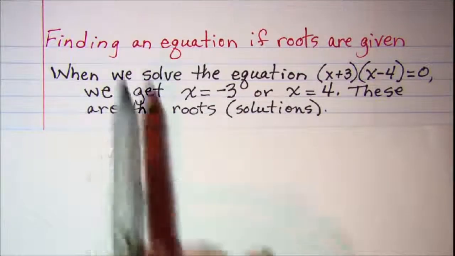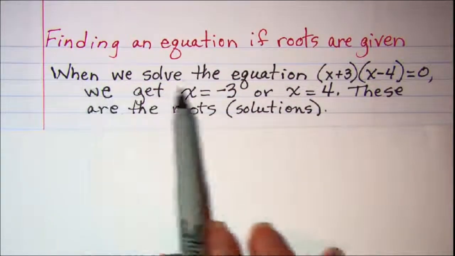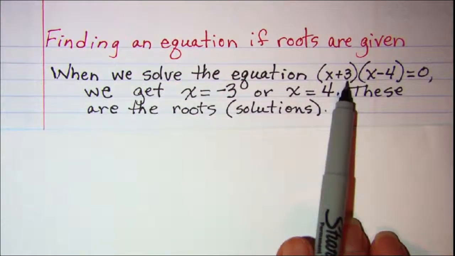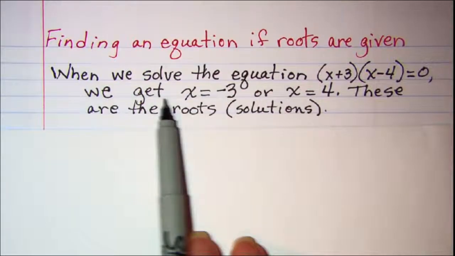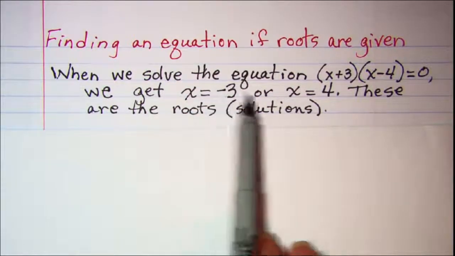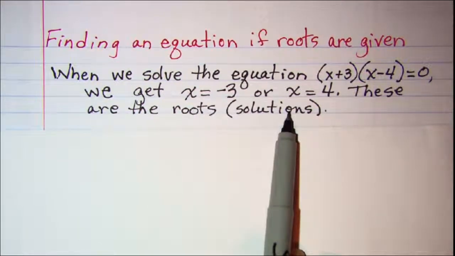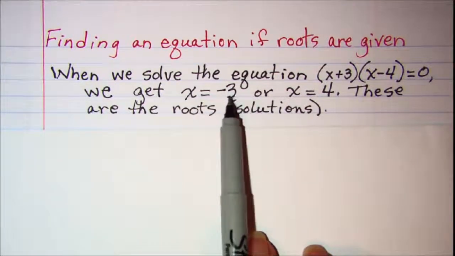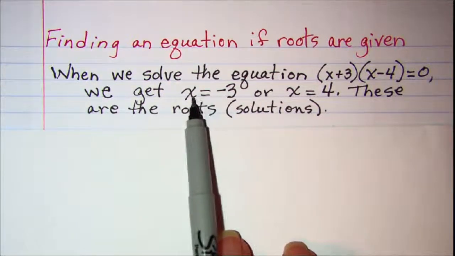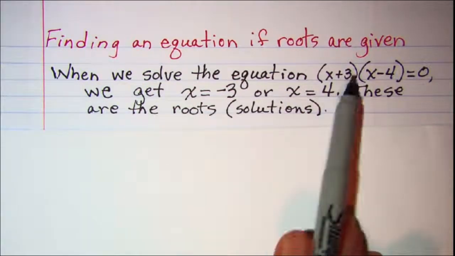In this video, we'll be finding an equation if the roots are given. When we solve the equation (x + 3)(x - 4) = 0, so a factored form equaling 0, we get the roots x = -3 or x = 4. These are called the roots or solutions. So what we're going to do is work backwards from the roots. We would be given x = -3 and x = 4, and we would get our equation.